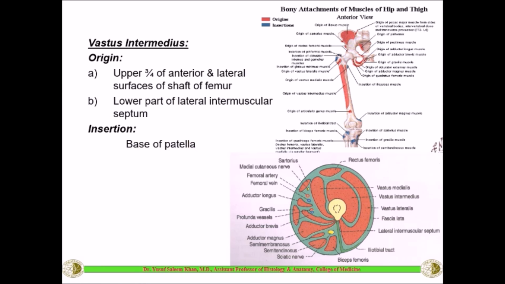Coming to the insertion, again this is like any other quadriceps femoris muscle, this also gets inserted to the base of the patella. Coming to the nerve supply, you already know, the femoral nerve, and the actions also you know, the extension of the knee joint, that is the leg.